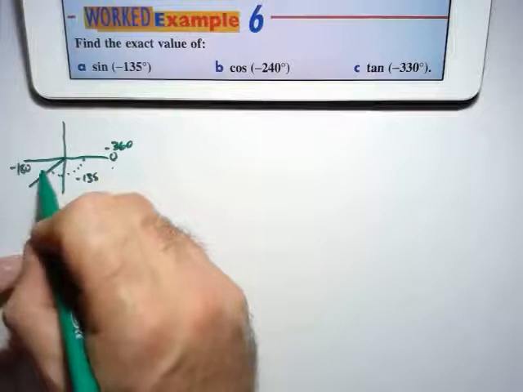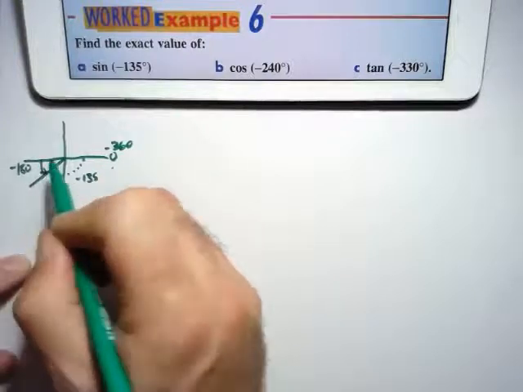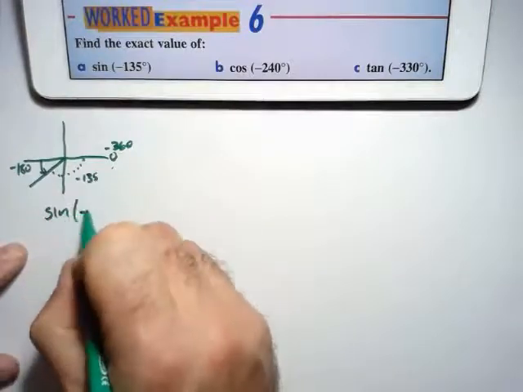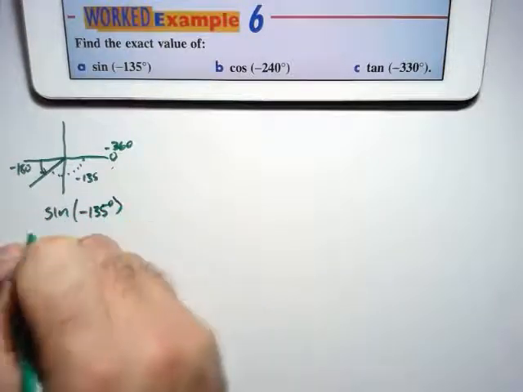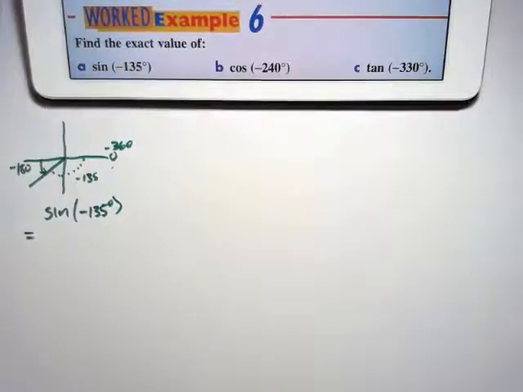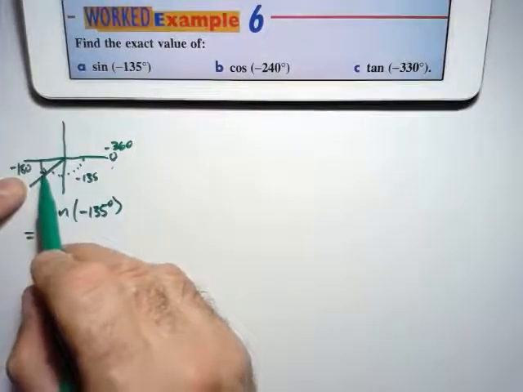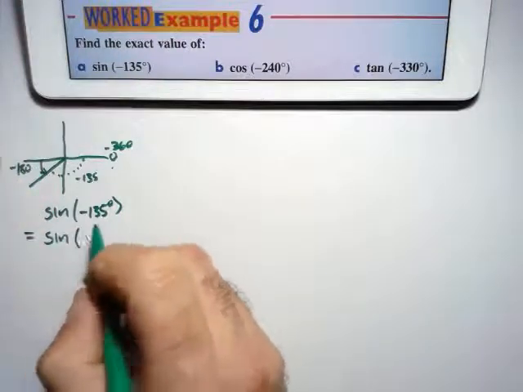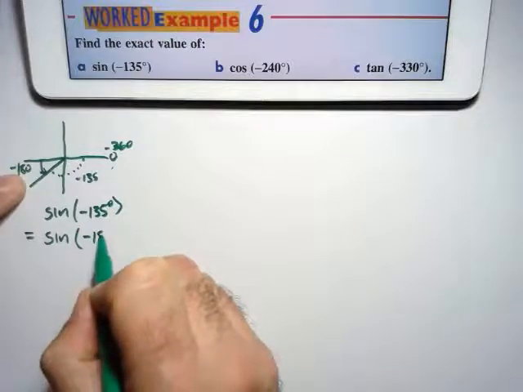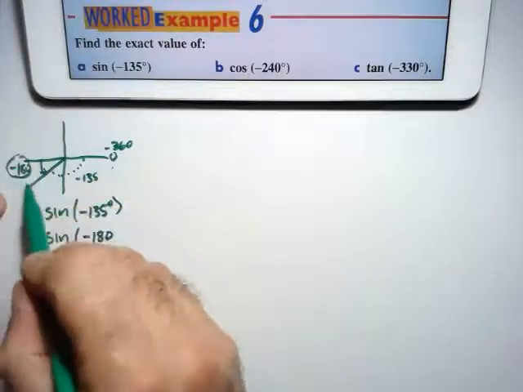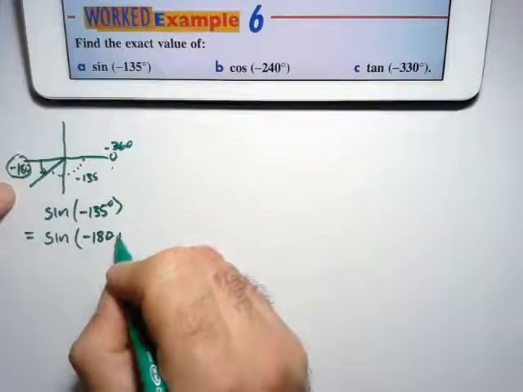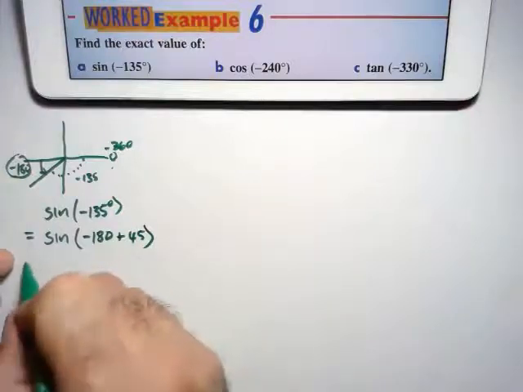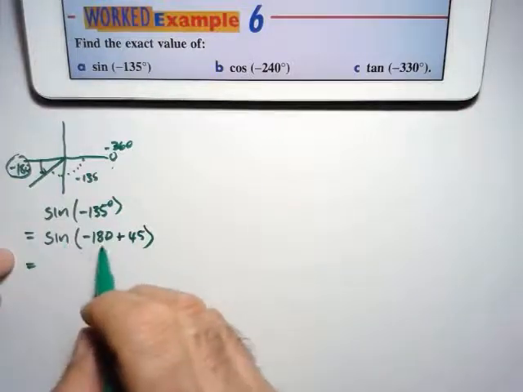Now, if I want to find the angle, I always work from my x-axis, so that is my reference angle. So I'm going to say sine of negative 135 degrees equals what? How do I get to this negative 135 working from my x-axis? That's the same as the sine of negative 180, starting at negative 180, and then coming in a positive direction, so it means it's plus, and that will give us 45. So that's the same as the sine of negative 180 plus 45.